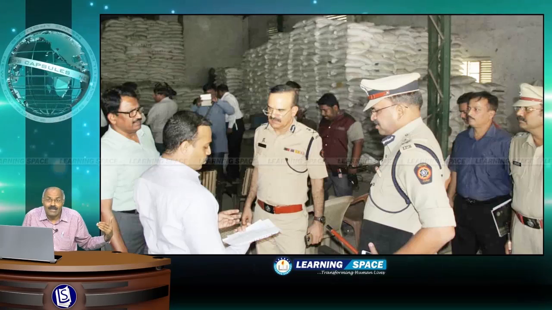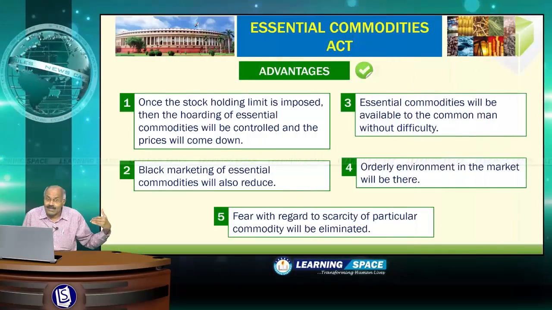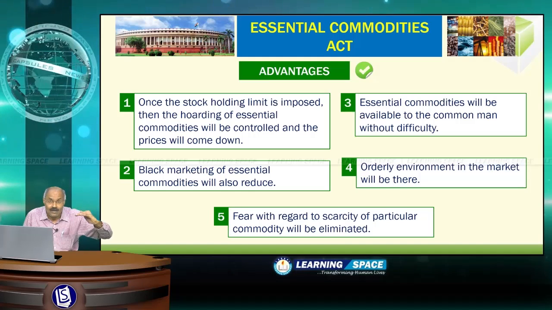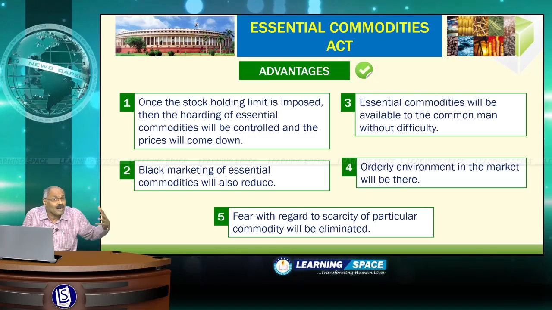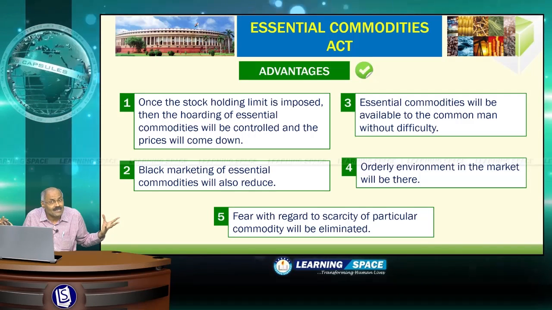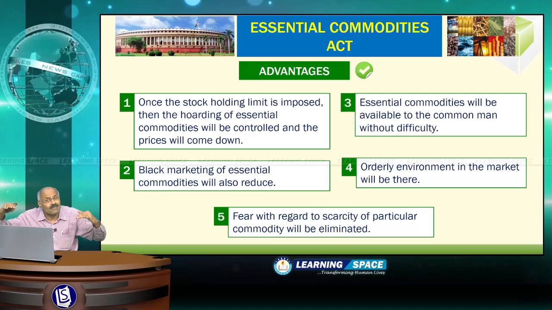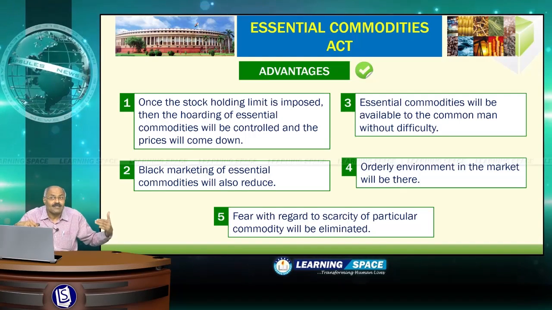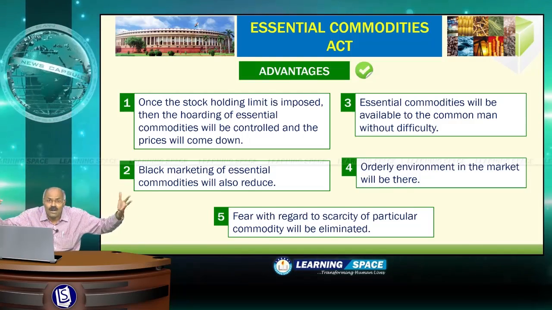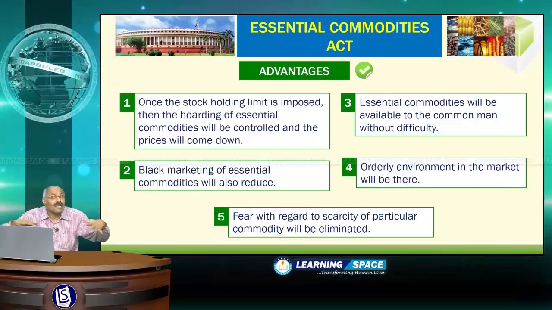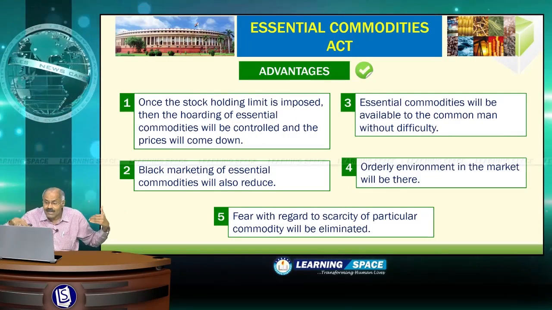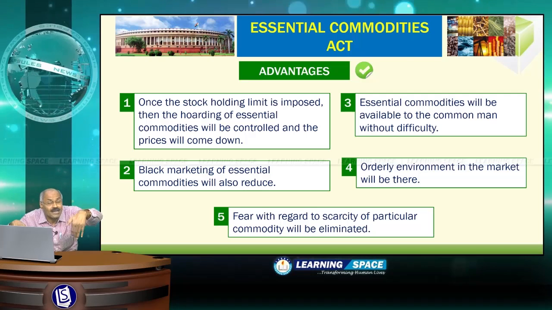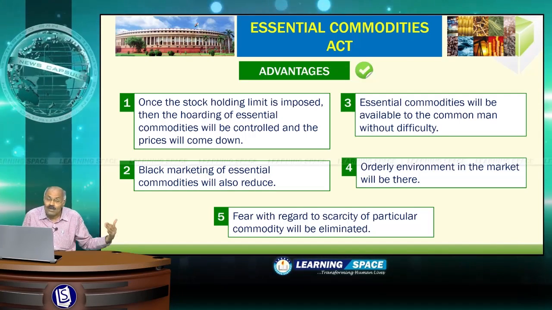And it has advantages and disadvantages. The advantages of the Essential Commodities Act I have listed here. Once the stockholding limit is imposed, the hoarding of essential commodities will be controlled. They cannot stock beyond the limit given by the government. Then automatically prices will come down. The second point is that black marketing of essential commodities will reduce. Third, essential commodities will be available to the common man without difficulty. Fourth, an orderly environment will be created in the market. The last one is that fear and speculation with regard to scarcity of a particular commodity will be altogether eliminated. So these are the advantages.